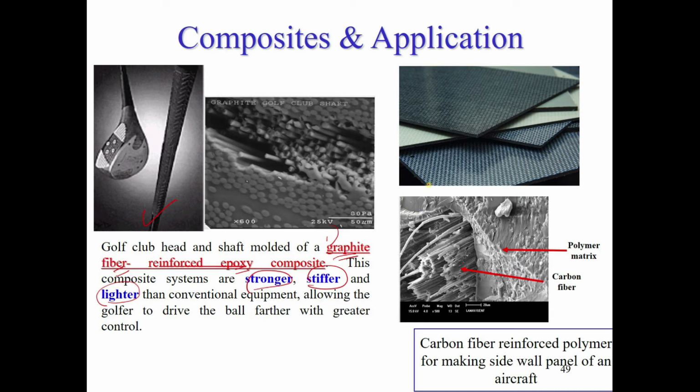Another one is the utilization of composite material in aerospace. This is one of the composite materials that we call prepreg, the carbon fiber reinforced polymer. So we have carbon fiber in the polymer matrix. It is actually utilized to make the sidewall panel of an aircraft.